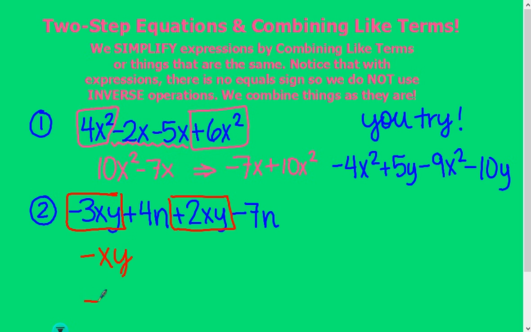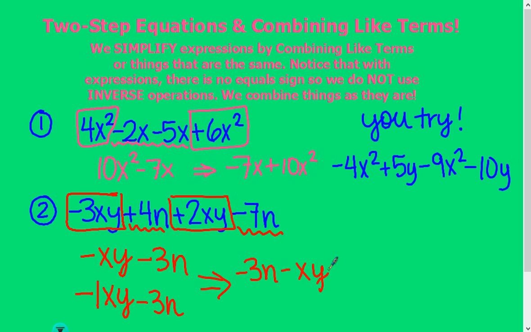A lot of students will ask me, can I write my answer like this? -1 xy, and yes, you can because those two things are equivalent. All right, for my next set of like terms, I have positive 4 and -7. 4 minus 7, or 4 plus -7, is -3 n's. -3n. And again, remember you could write this as -3n minus 1 xy, and those are equivalent expressions.